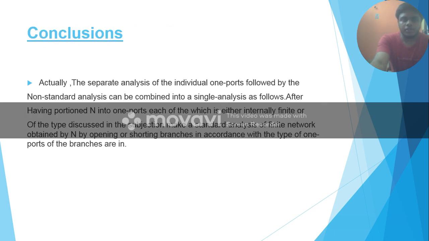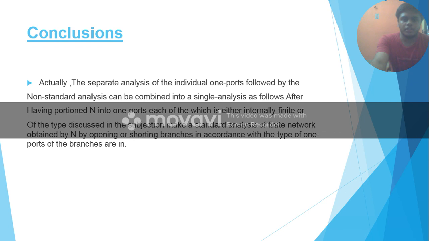Finally, we conclude that there is a separate analysis for the individual one ports, followed by non-standard analysis in the single analysis, after having partitioned N into one ports, each of the form internally infinite of the type discussed in the previous subsection, and having a standard analysis of the network, and N is opened by the shortening in accordance with the type of one ports of the branches around.